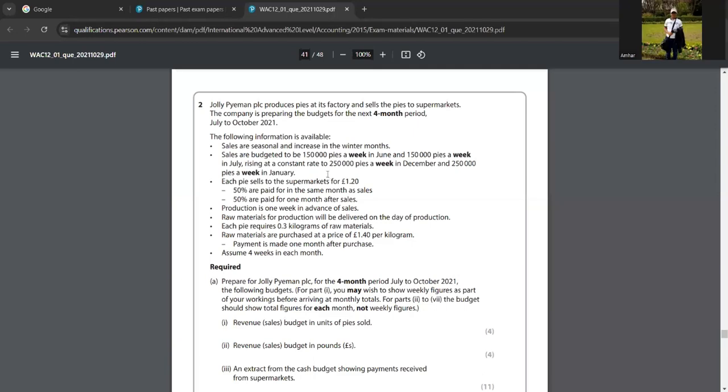So this is October 2021 past paper. Okay, so in this question number 2, we are going to do that. Look at this question. They are saying in part A, prepare revenue budget in units of pies sold. So first one you have to prepare in units sold. Second one you have to prepare revenue budget in pounds. In this you have to prepare month wise, 4-month period, July to October. So you have to draw 4 columns, July, August, September, and October.